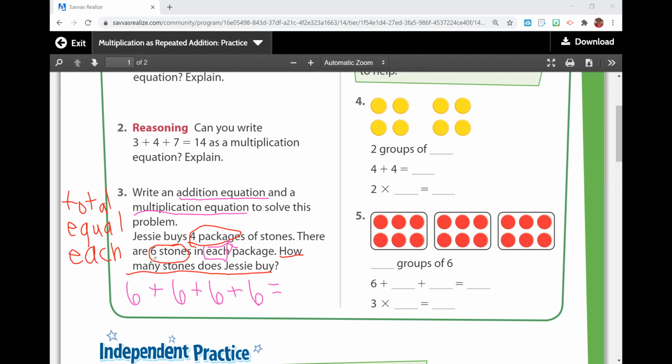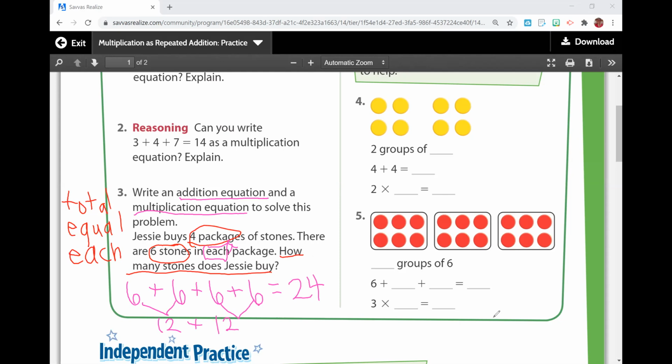Let's go ahead and solve this addition problem. 6 plus 6 is 12. Plus, I'm going to do this. 6 plus 6, that's also 12. And 12 plus 12 is 24. All right, there's my addition problem.